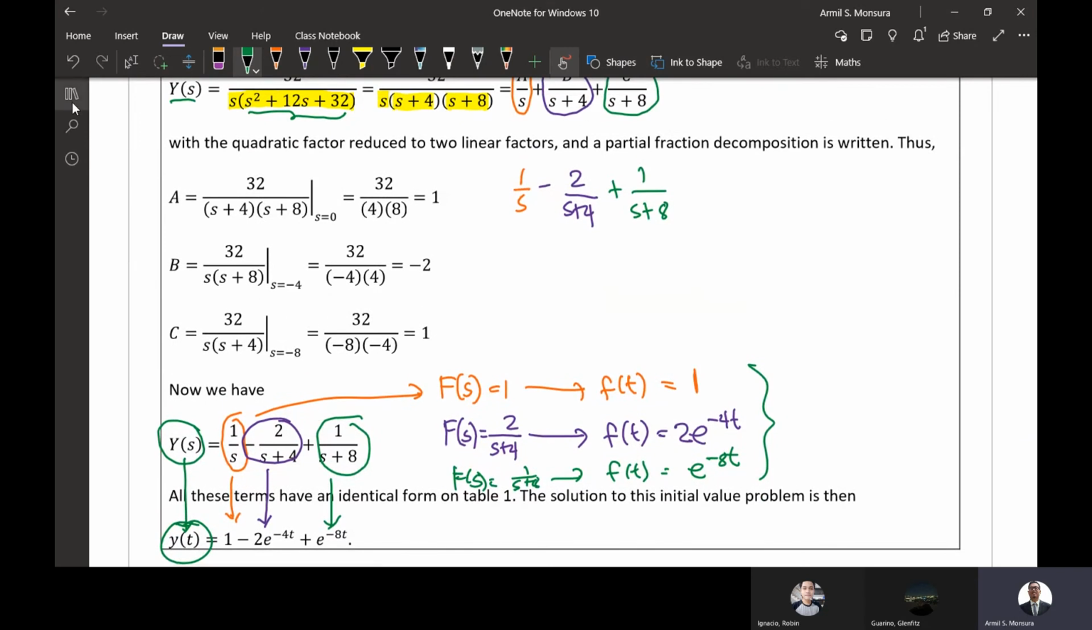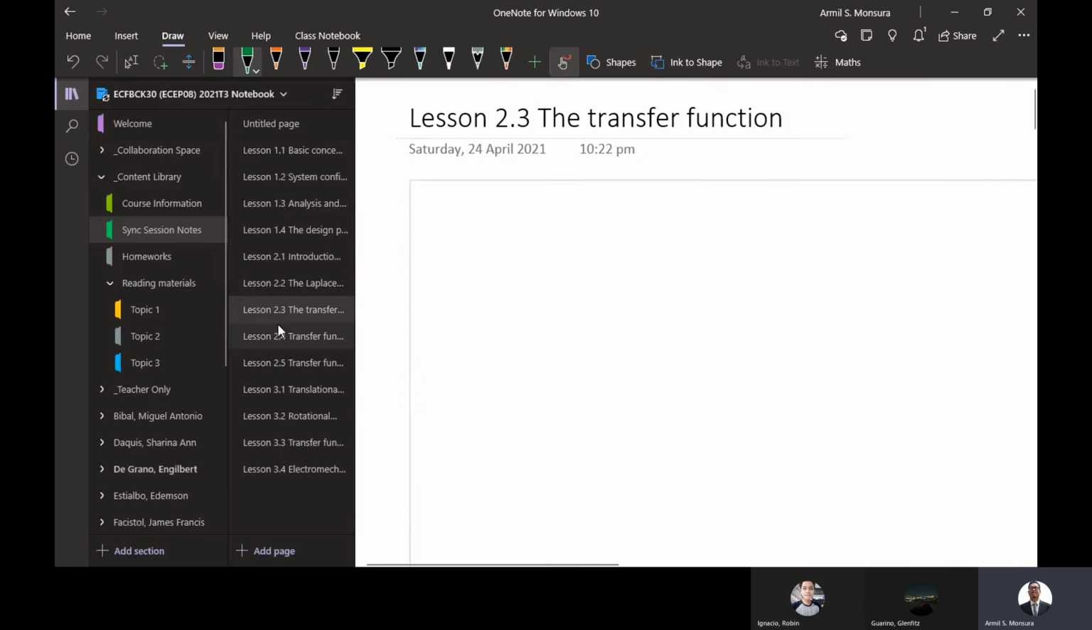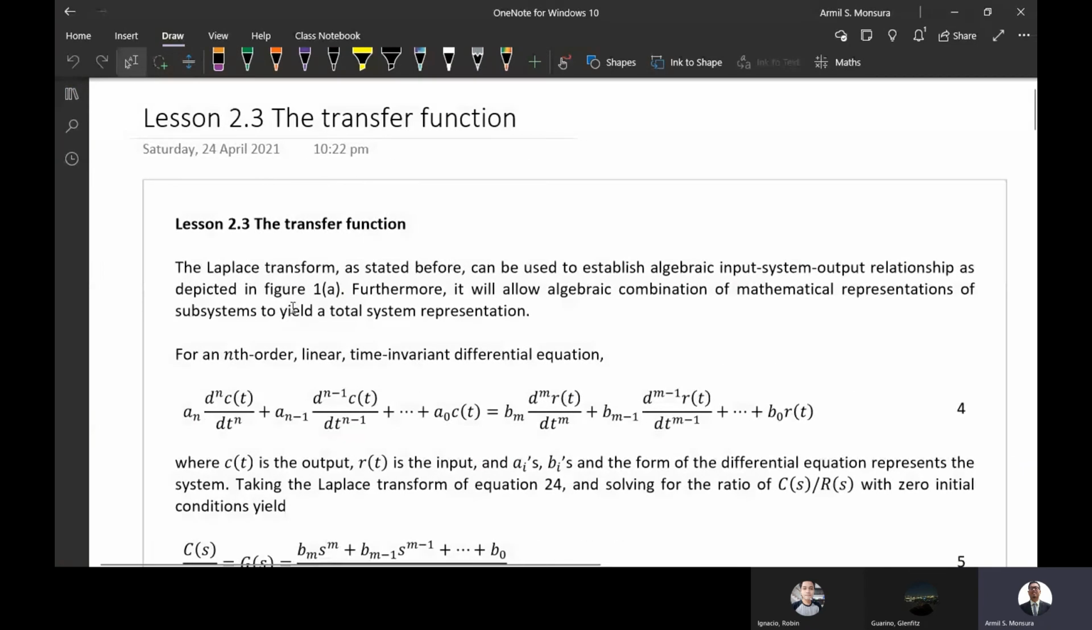Okay? Now, let's proceed with the next topic, okay, which is the transfer function.